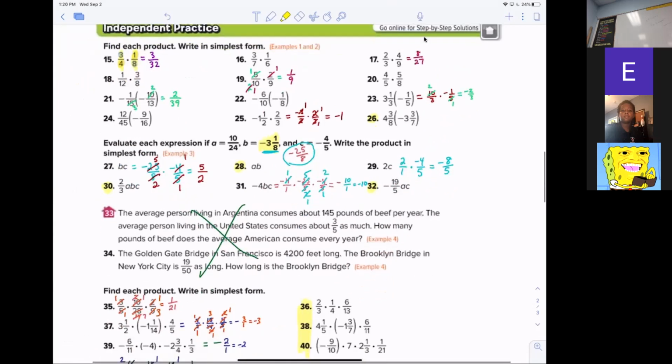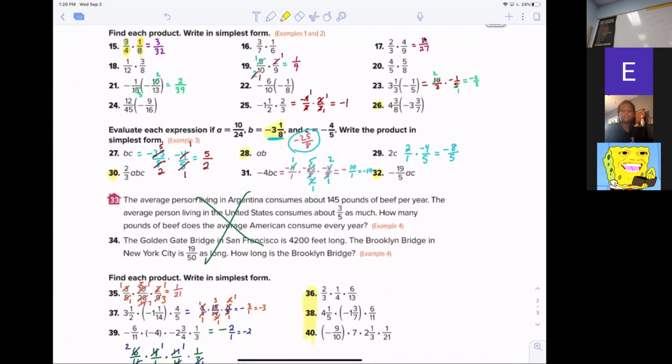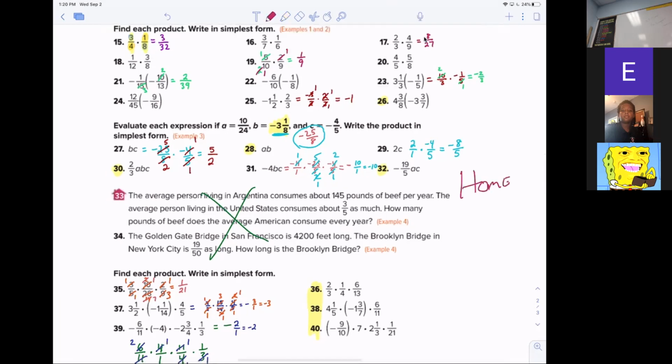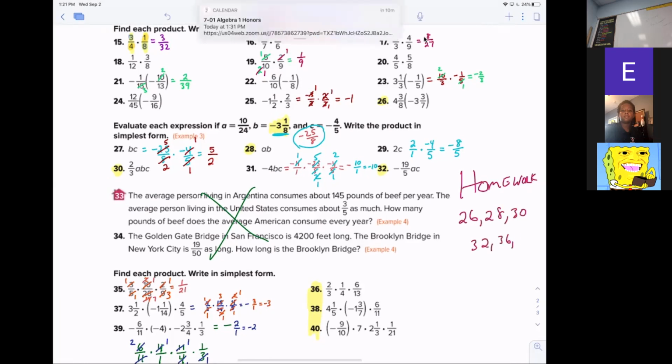Guys, wait, can you go over this again? 26, 28, 30. Just write it down. 26, 28, 30, 32, 36, 38, and 40. I just highlight them. That's what I do. Homework. Oh, I need to write a reminder. 26, 28, 30, 32, 36, 38, 40.